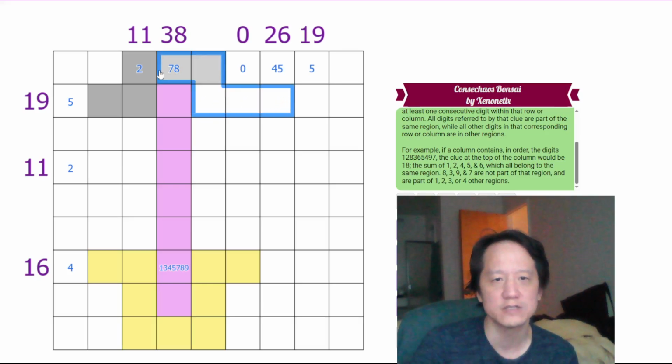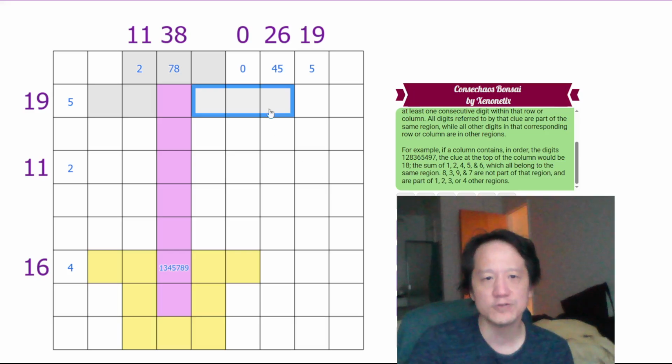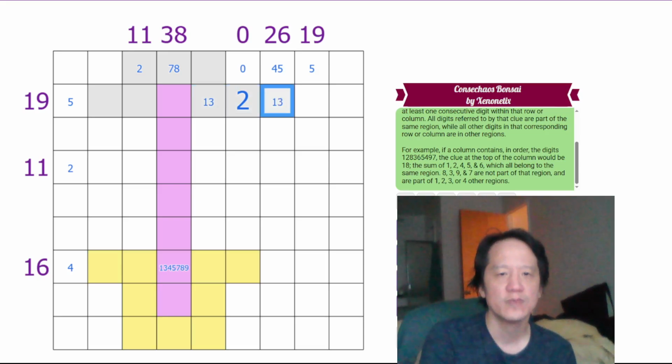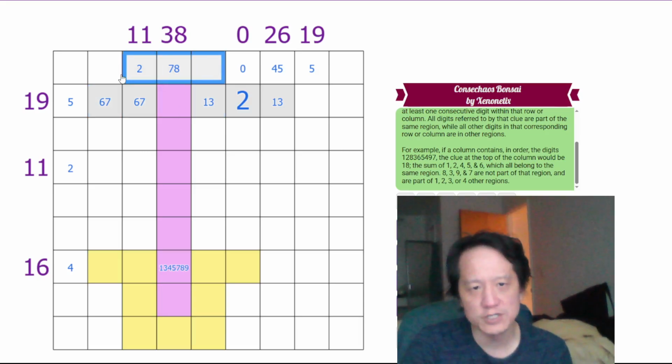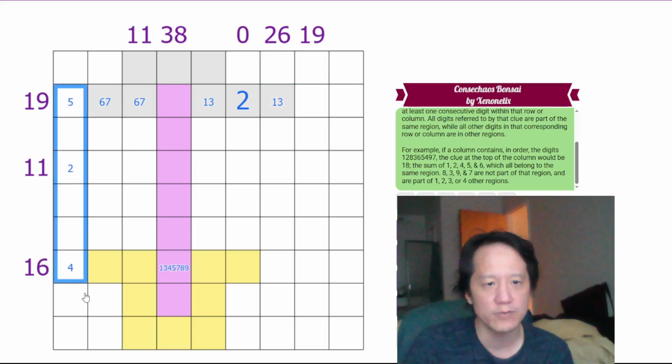So actually, let's make this light. So it has to go this way because these 2 can never be part of the region. So this has to be 2 with 1 and 3. So this is guaranteed 2, and this is 1 and 3 here. This becomes 6 and 7 here. So we are certain about this. Okay, so then we can clear that. We can clear this.